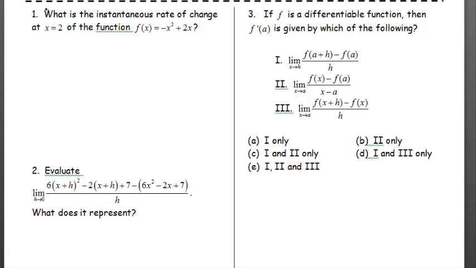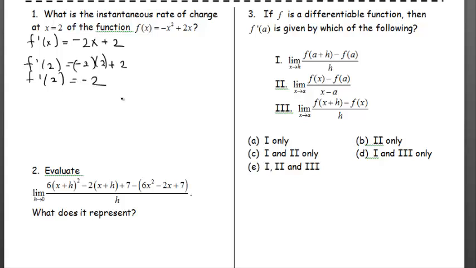Okay, what is the IROC at 2 of this function? Well, let's find the derivative and evaluate it at 2. So the answer is negative 2. All right, let's look at example 2.